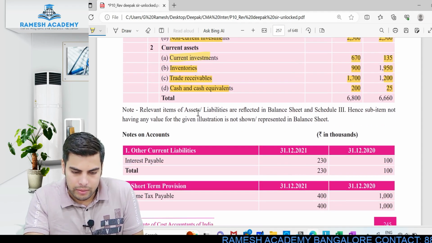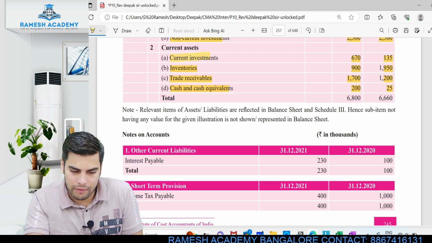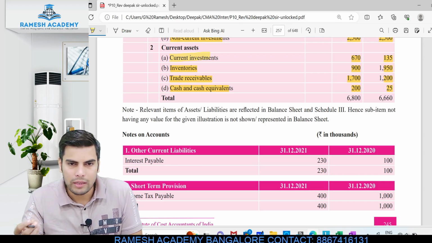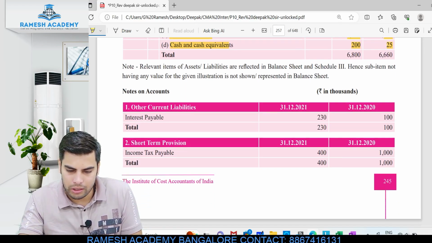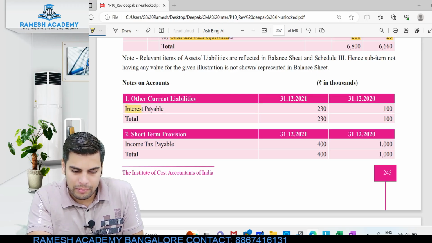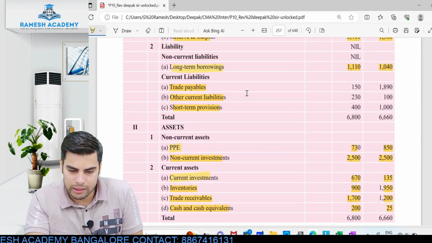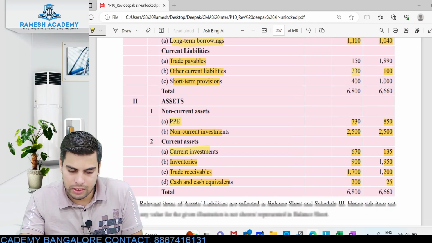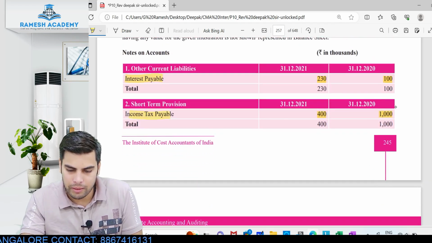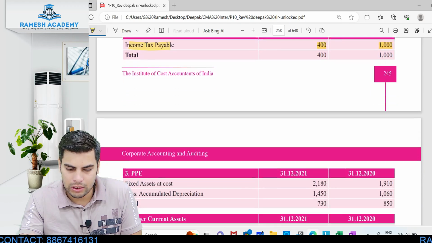Note, relevant items of assets and liabilities are reflected in the balance sheet and schedule 3, hence sub items not having any value for the given illustration are not shown. So the items wherein there are no changes, they have not prepared the notes, just like the previous illustration. So other current liabilities with respect to interest payable. Here they have given other current liabilities, right? So this is nothing but the interest which is payable, and then short term provision is nothing but the income tax payable. So you remember the provision for income tax ledger which we prepared, the same concept will apply even over here.